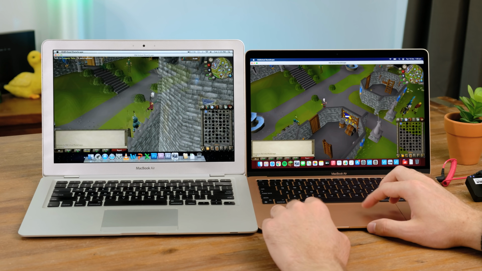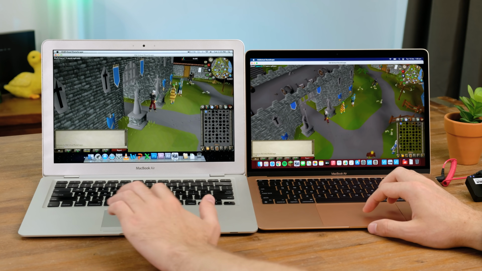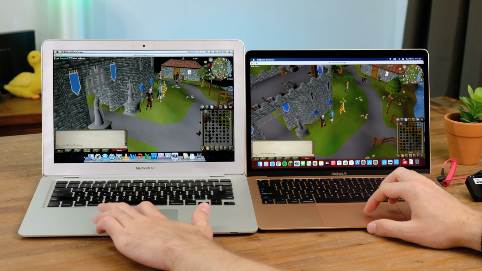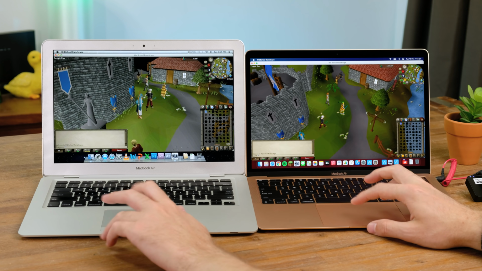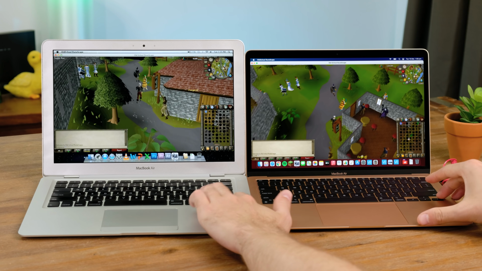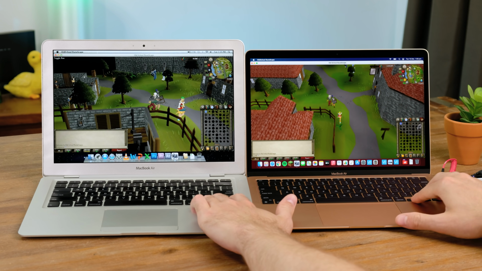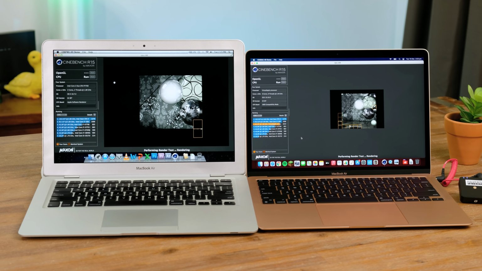The number of games that'll run on both machines is pretty low, and thankfully Old School RuneScape does run on both laptops. The frame rate is very low on the original MacBook, which can't be said about the buttery smooth performance on the M1 Mac. You could technically play Old School RuneScape on either machine, but I think I know which one I'd prefer to use.